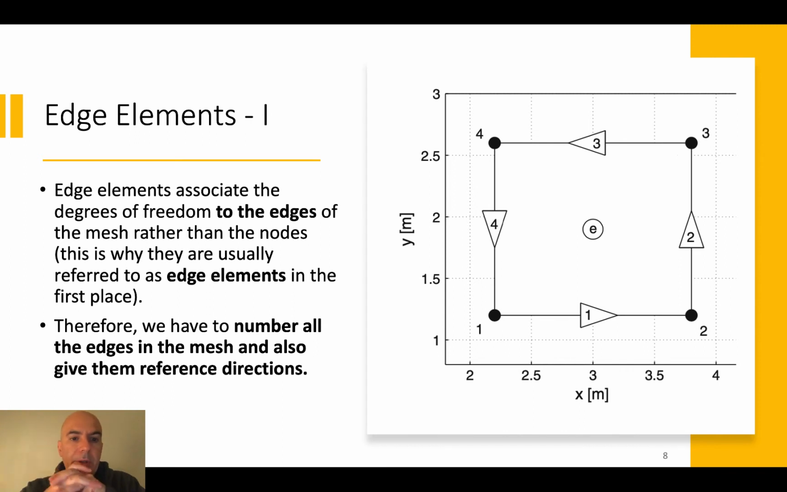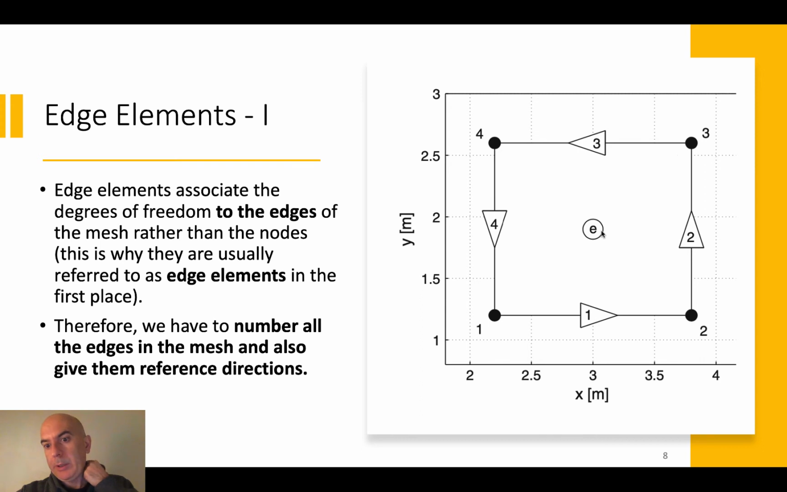Therefore, we have to number all the edges in the mesh and also give the reference direction. So the technique is the usual. We have a domain and then we divide it into elements. In the plot on this slide, we see the representation of one element, our element E.